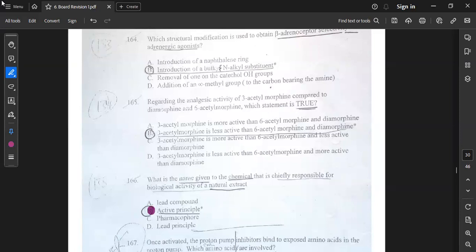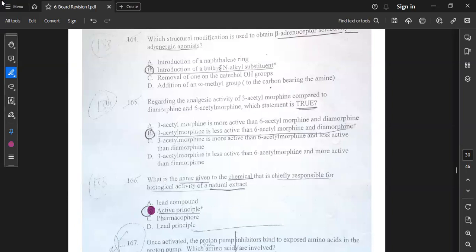Number 165, regarding the analgesic activity of 3-acetylmorphine compared to diamorphine and 6-acetylmorphine, which statement is true? 3-acetylmorphine is more active than 6-acetylmorphine and diamorphine. 3-acetylmorphine is less active than 6-acetylmorphine and diamorphine. 3-acetylmorphine is more active than 6-acetylmorphine and less active than diamorphine. 3-acetylmorphine is less active than 6-acetylmorphine and more active than diamorphine.